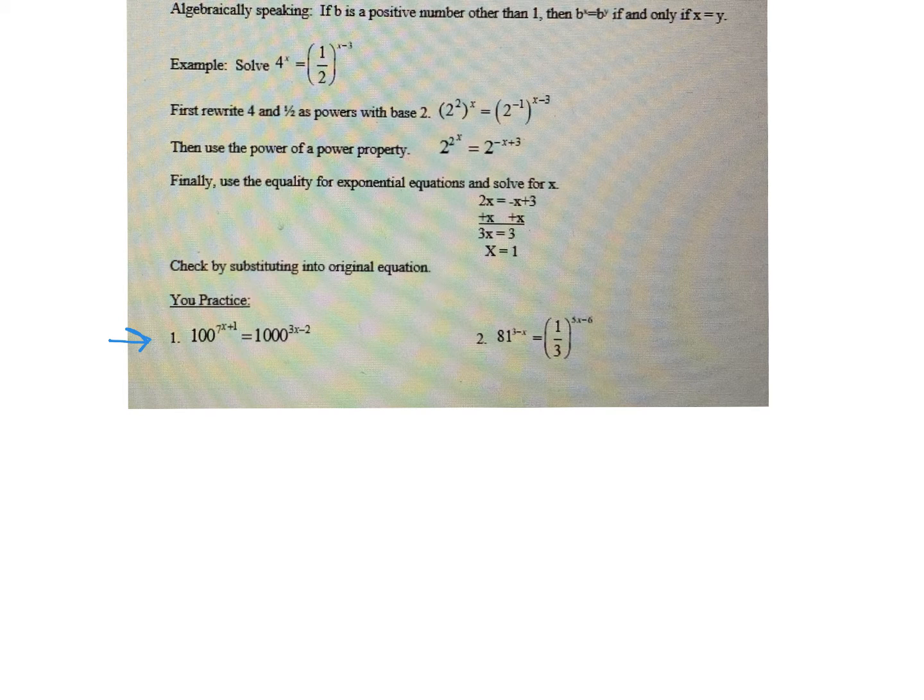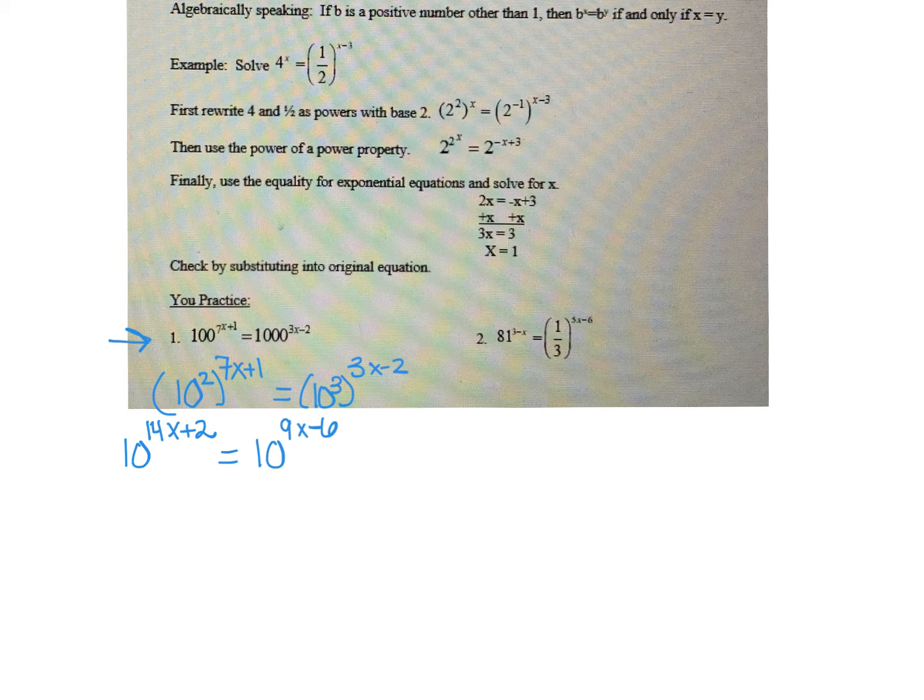If I want to solve for x, we can make 10 and 1,000 have the same base. So we're going to rewrite 100 as 10 squared, to the 7x plus 1, and this is going to equal 10 cubed to the 3x minus 2. Then I can use my power rules, and when I have a power raised to a power, I multiply. So this is 10 to the 14x plus 2 equals 10 to the 9x minus 6. Remember, you distribute to both things in the power.